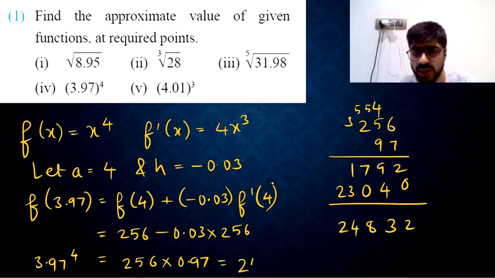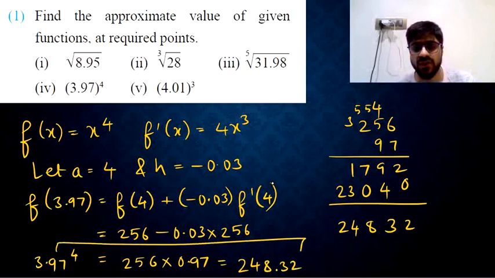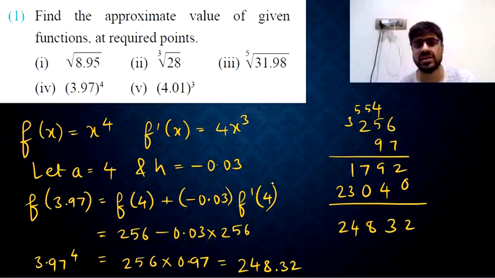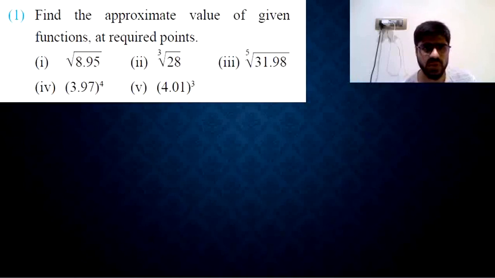So we have 248.32 as the final approximate value for 3.97 the whole power 4. Moving on with the next one, that is the fifth question.